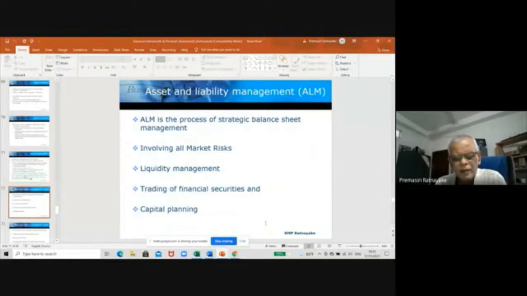Asset and liability management, ALM. ALM is the process of strategic balance sheet management. What is in a balance sheet? Liabilities and assets. In other words, the list of assets acquired by the financial institution and how they are financing through the liabilities.